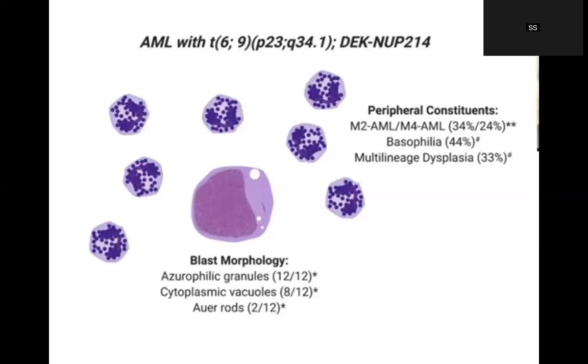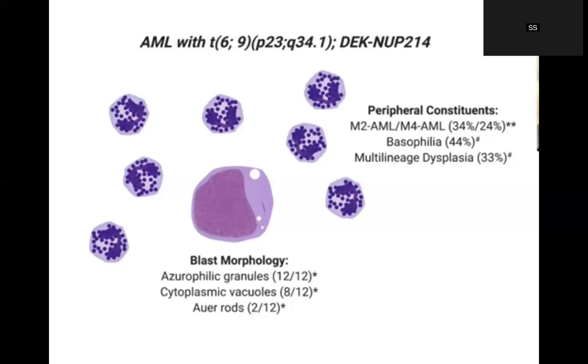So in the peripheral smear, you can see basophilia with trilineage pancytopenia, and the blasts will have azurophilic granules and cytoplasmic vacuolation along with the Auer rods. So AML with translocation 6;9, DEK-NUP214 is commonly encountered in children, and it has an intermediate prognosis. So next, coming to AML with rare cytogenetic abnormalities, in AML there are translocation 6;9, translocation 3;3, and translocation 1;22, and NPM1 mutation.